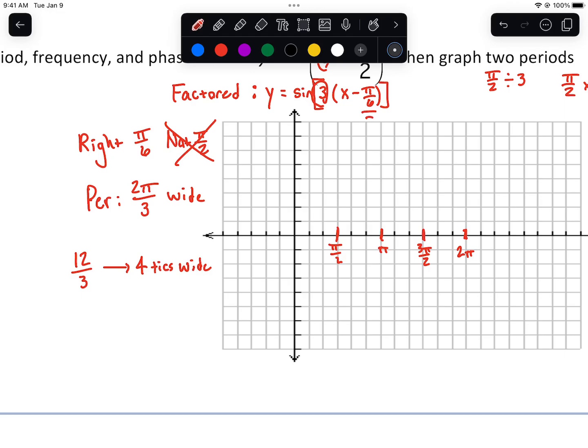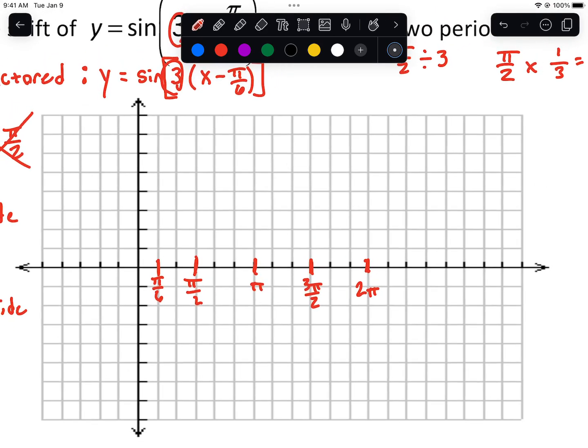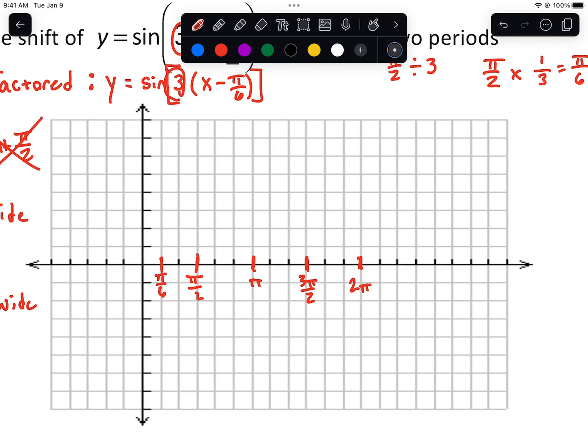You also have a phase shift. It goes right pi over 6. Based off of this scale that we have, pi over 6 should be that first tick mark. So 1 tick is pi over 6 right there. So we're going to start this whole graph here at right pi over 6. I'm going to actually put a dotted line. That's going to be the start point right there. So we're going to start it there.